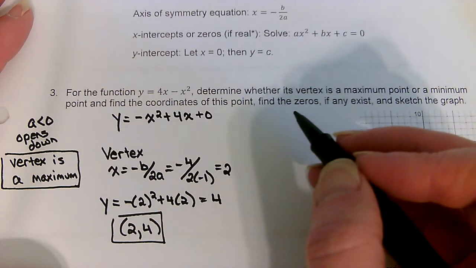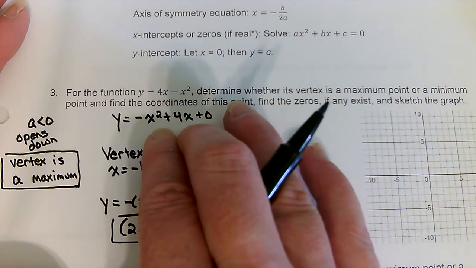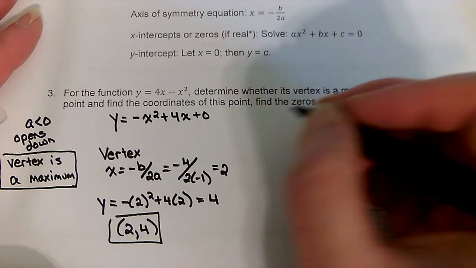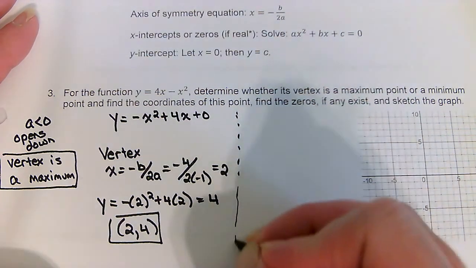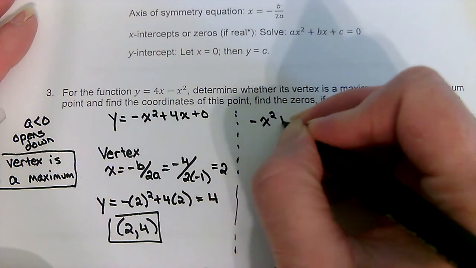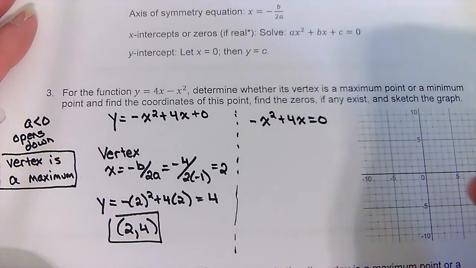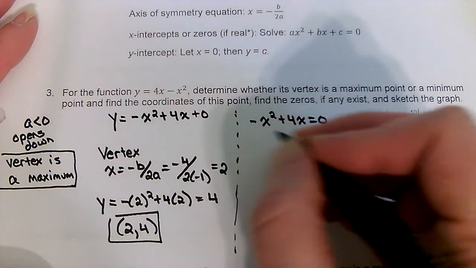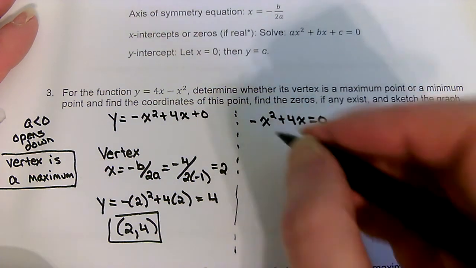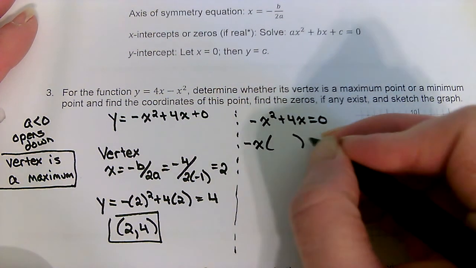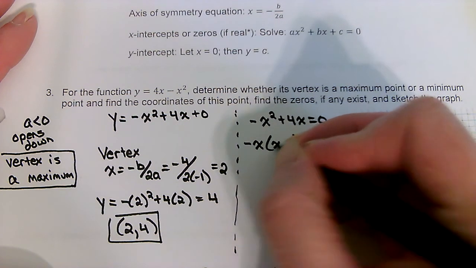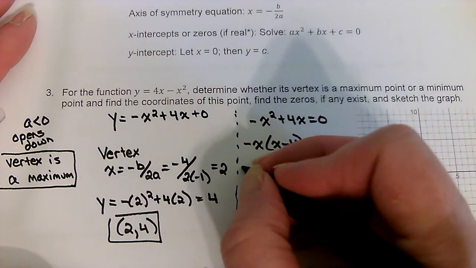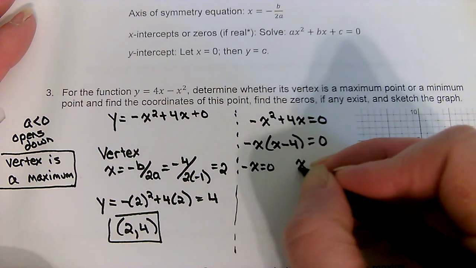Now it says find the zeros. And the zeros are when the function equals 0. So let's put a little boundary line here. Negative x squared plus 4x, we want to know when that equals 0. Let's see, they both have an x. I could factor out an x, or even a negative x. Negative x, and that would leave me with x minus 4, because negative x times negative 4 would be 4x. Set each factor equal to 0.